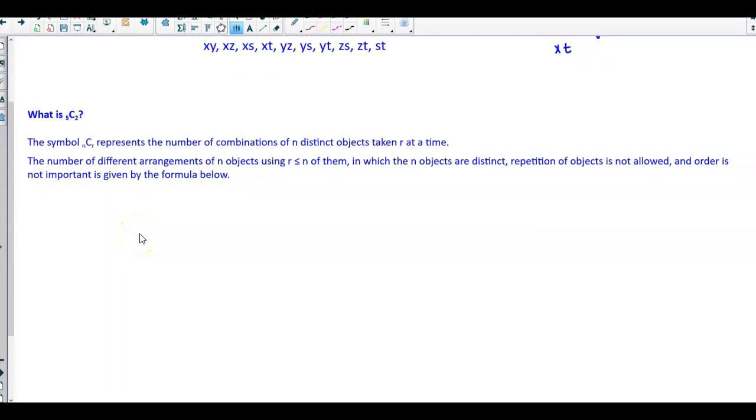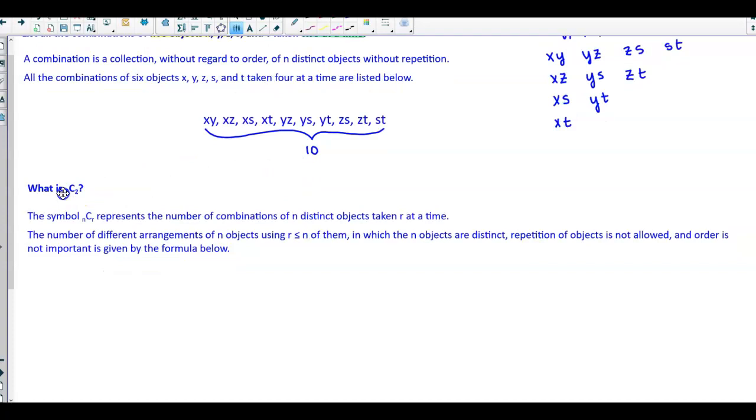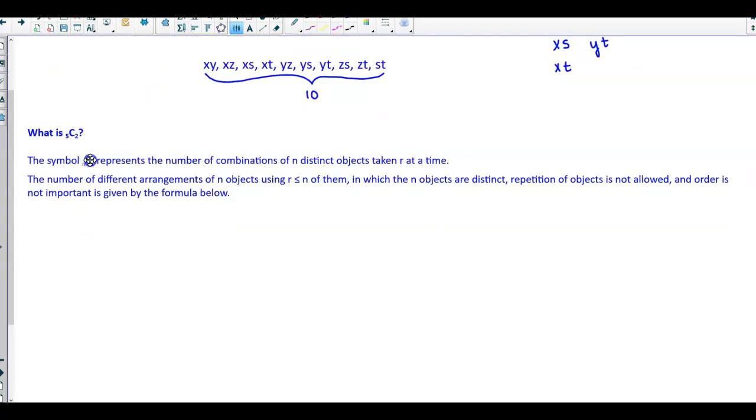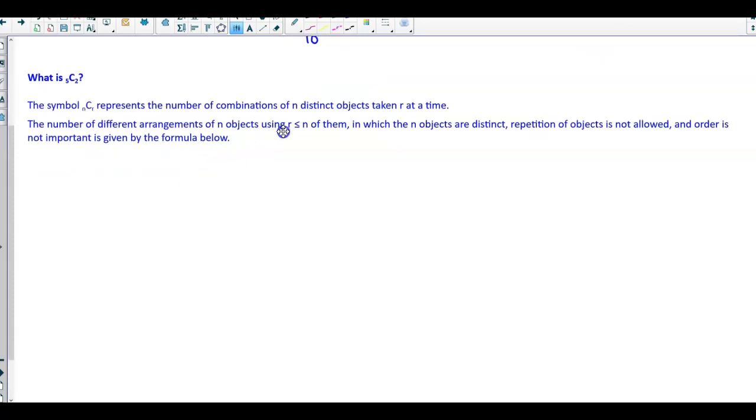Okay, now if you look here, if we count these all up, that gives us 10. So we had 5 objects taken 2 at a time. And now we can show this by using a combination formula. Now, the symbol n combination r represents the number of combinations of n distinct objects taken r at a time. The number of different arrangements of n objects using r, which is less than or equal to n of them, in which the n objects are distinct, repetition of objects is not allowed, and order is not important, is given by the following formula. So there is our formula.